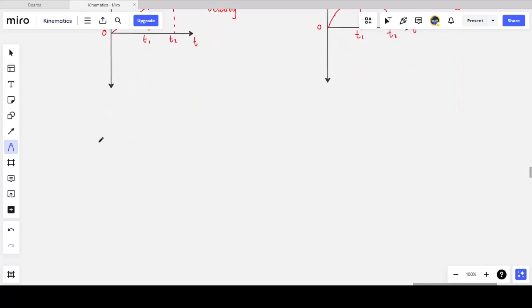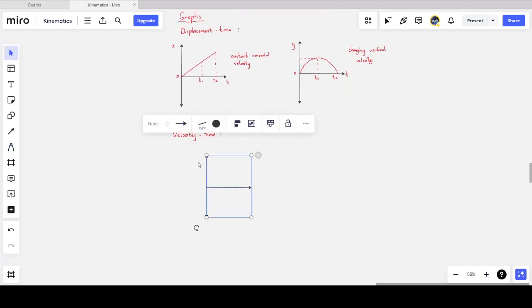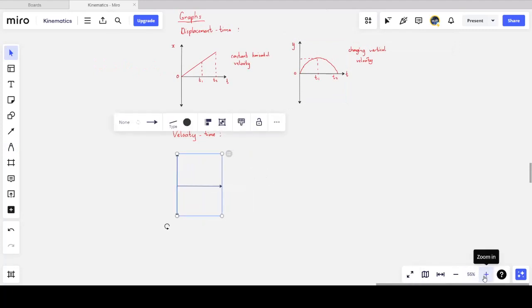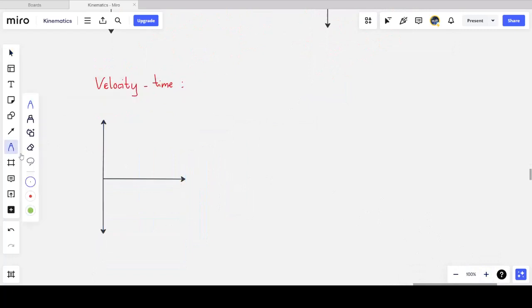What about if I want to now plot velocity versus time? And this is where it sometimes gets complicated. The graph of velocity versus time. Now, I've been sketching my negative axes for the longest time, but I haven't actually used them. I'm going to be using the negative axis now.